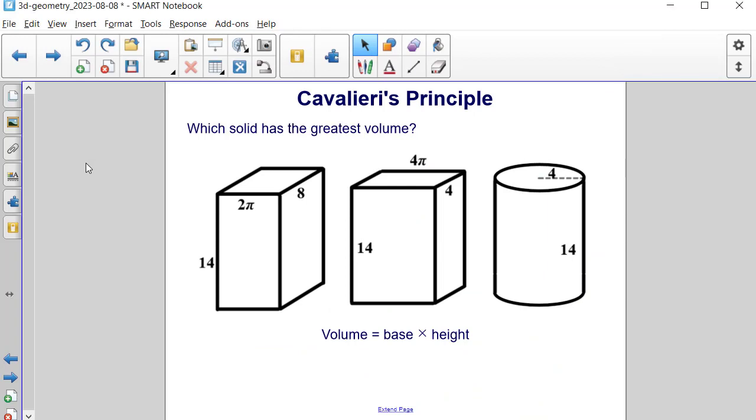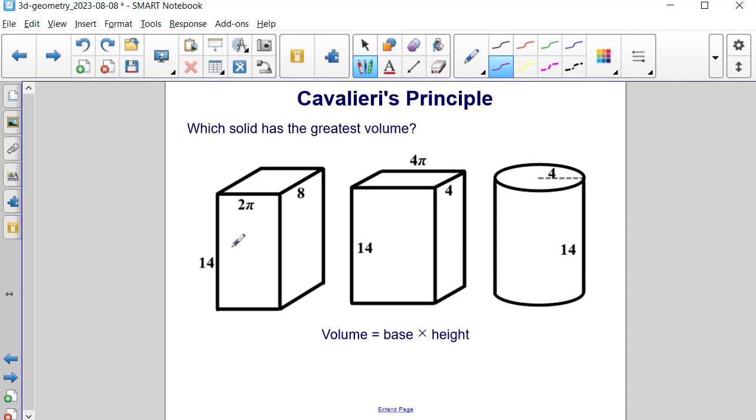Which solid has the greatest volume? Is it this rectangular prism that has a length of 2 pi, a width of 8, and a height of 14? Is it this rectangular prism that has a length of 4 pi, a width of 4, and a height of 14? Or is it going to be this cylinder that has a radius of 4 and a height of 14? Well, let's actually find the volume of each one and then compare.